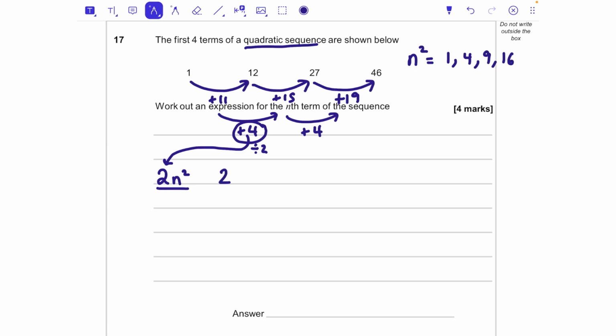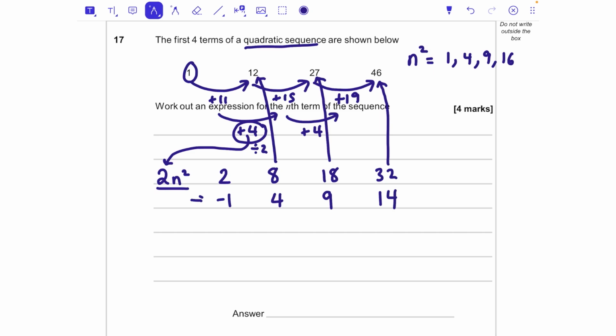So I'm going to say it's 2, and then it's 8, and then it's 18, and then it's 32. So how do I get 1 from 2? I need minus 1. How do I get 12 from 8? Well, I need to add 4. How do I get 27 from 18? I would need to add 9. And how do I get 46 from 32? I would need to add 14.